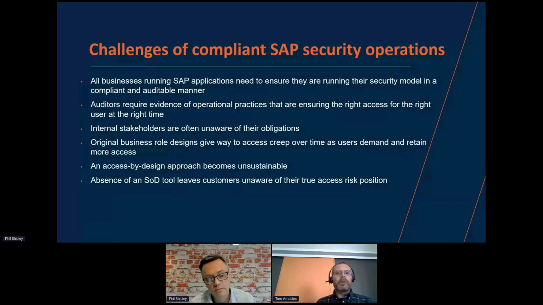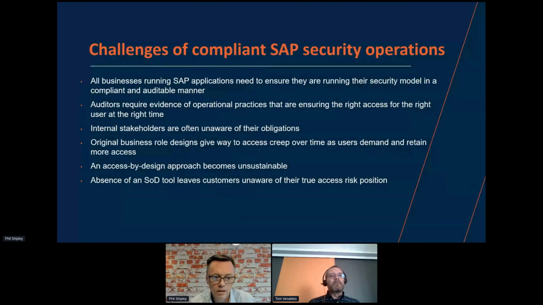I think that evidential piece is really important there. There's a lot of people working very hard to operate these things compliantly, but being able to prove it when you're asked is definitely where I see people struggle and where a lot of spend gets burned in those compliant operations.